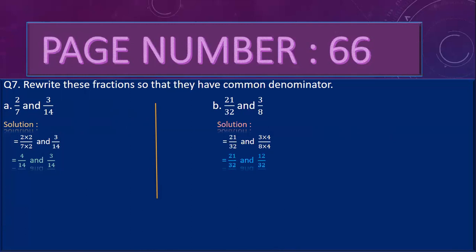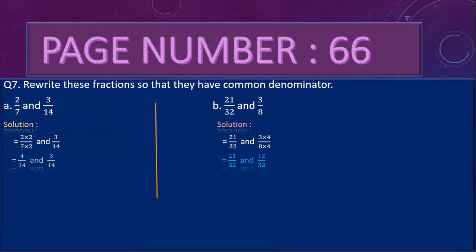So what will we do? 14 is already there. Only we multiply 7 with 2. If we multiply 7 and 2, 2 sevens are 14. So we multiply both numerator and denominator of this fraction with 2. 2 multiplied by 2 and 7 multiplied by 2. 4 over 14 and 3 over 14. No change in 3 over 14 because the denominator of this fraction is already 14. Only we change the first fraction.